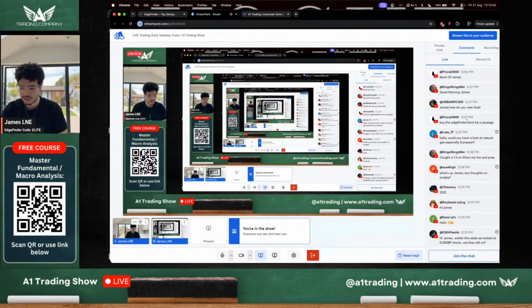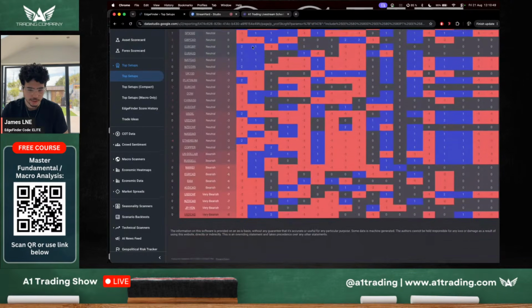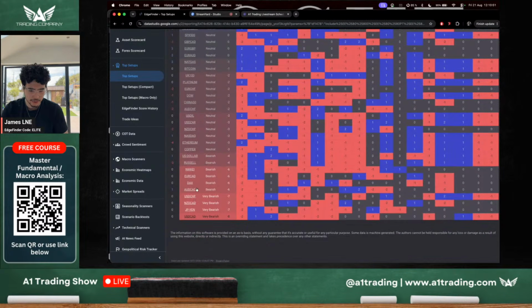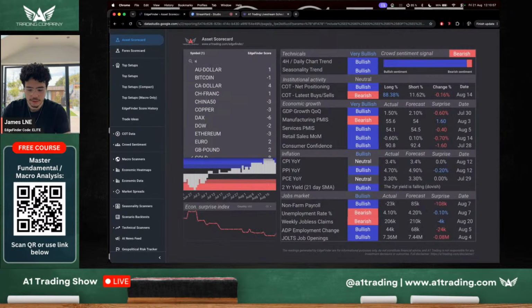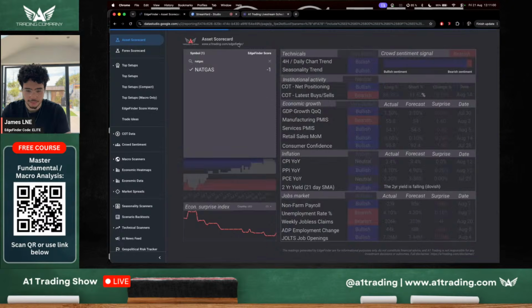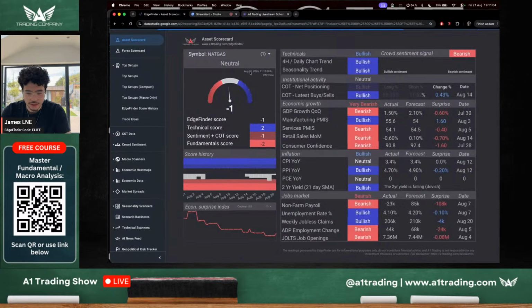Could we look at the new natural gas? Well, yes, we can, because the A1 guys added nat gas. Let's just go to the asset scorecard, that's probably easier. Nat gas, there you go. It's actually just got a -1, so fundamentally speaking, there really isn't much here. We've got technicals bullish, crowd sentiment bearish, institutional positioning neutral. We've got growth bearish, the jobs market bearish, but inflation bullish.